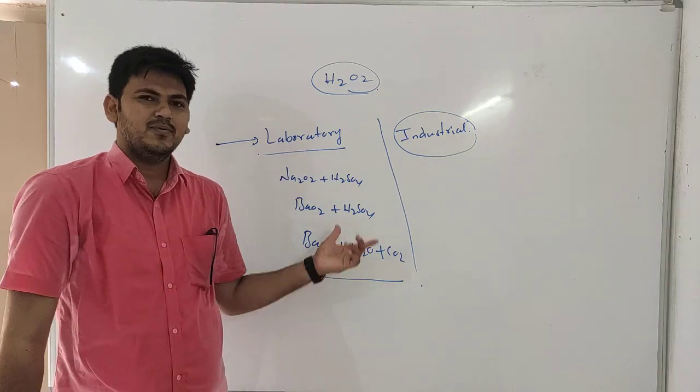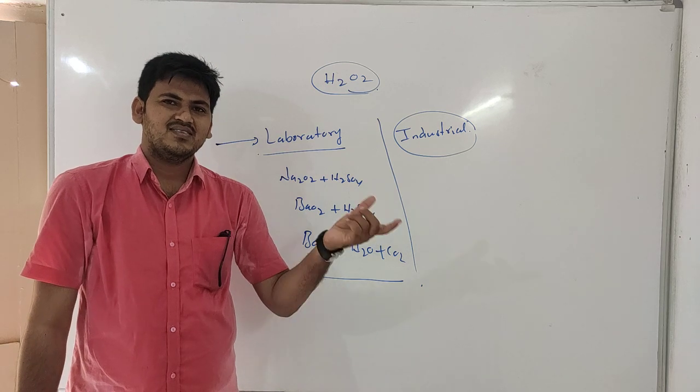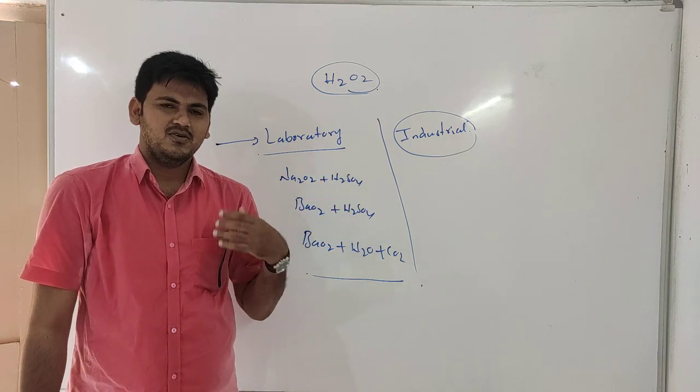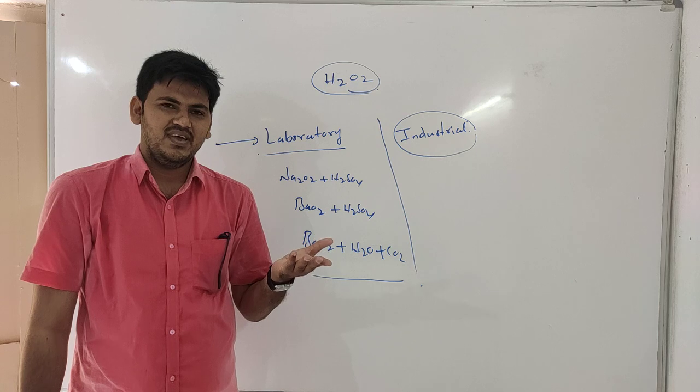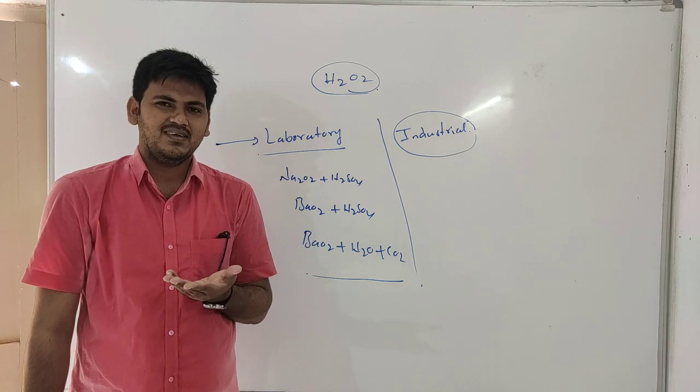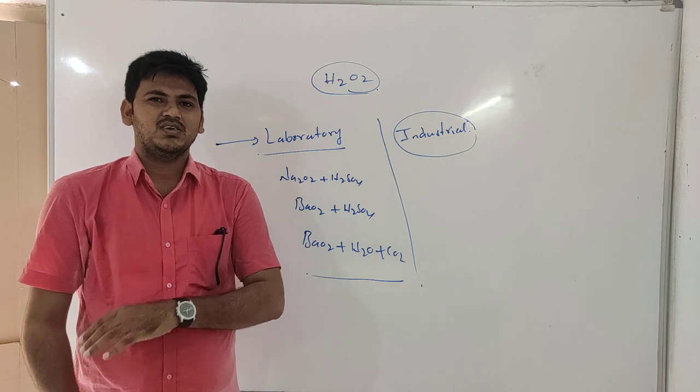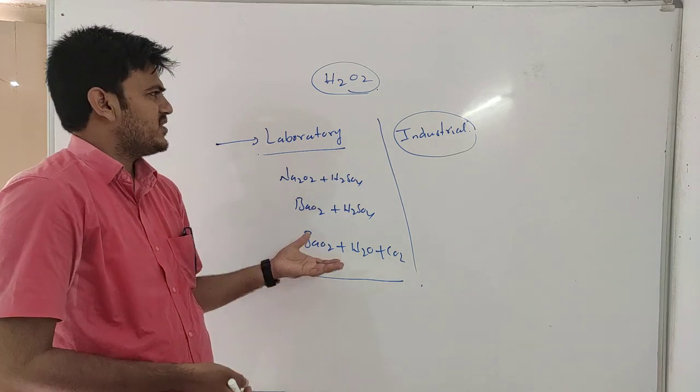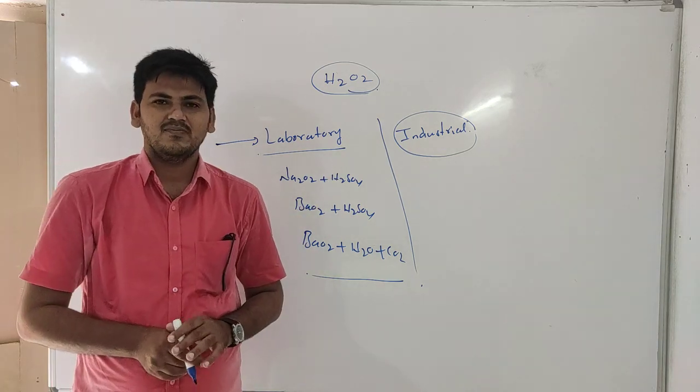Preparation methods and properties of hydrogen peroxide, and oxidizing properties of hydrogen peroxide like PbS, formaldehyde, potassium iodide, ferrous sulfate, next benzene, next potassium ferrocyanide. So these topics were completed in the previous class.